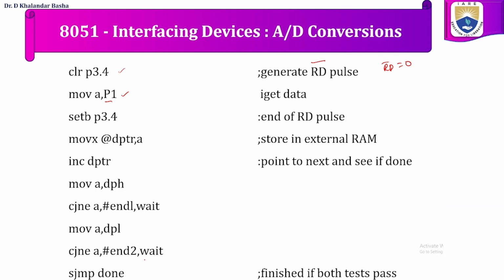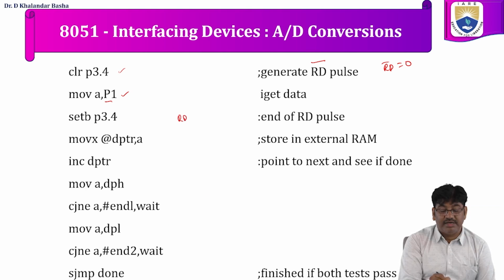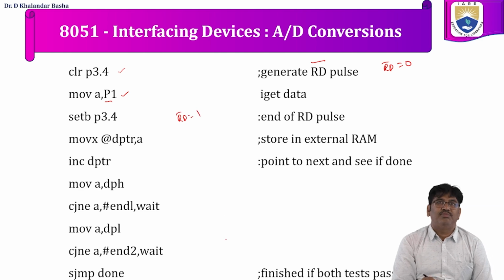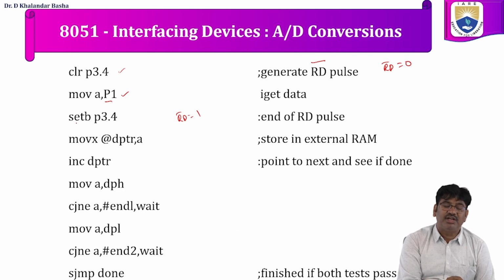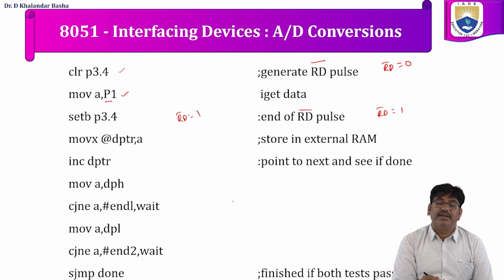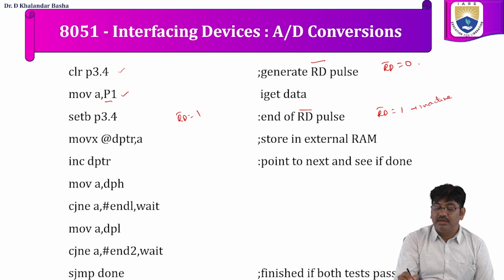into the accumulator. Then we do SETB P3.4, because once the read is done, we make the read signal inactive by making read bar equal to 1, as the read signal is connected to port 3.4 bit. So we set that particular port bit using the instruction SETB P3.4, which will end the read pulse. What does end mean? Inactivating the read pulse. As it is an active low signal, when you pass the value 1, it goes to the inactive state. 0 means active state, 1 means inactive state.